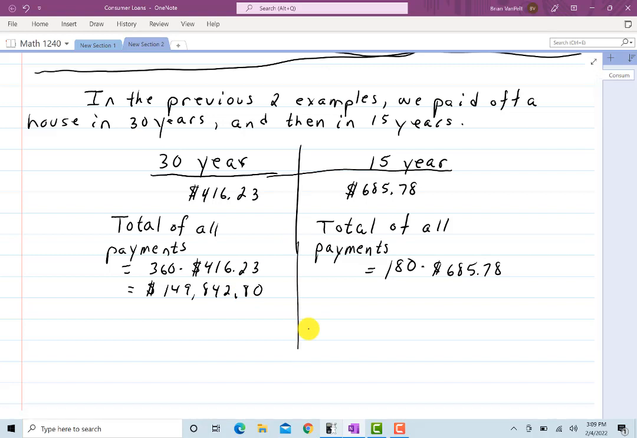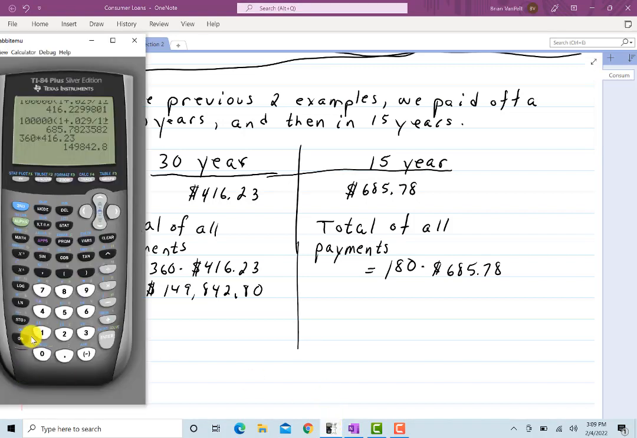Now, let's look at the 180 payments and compare how much you actually paid for the house there. So I take my 180 payments and I multiply it by 685.78. This time I get 123,440.4.